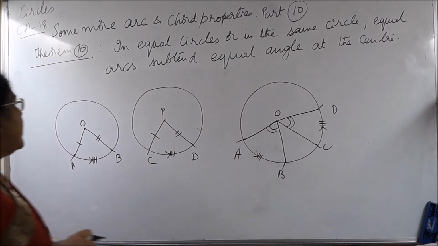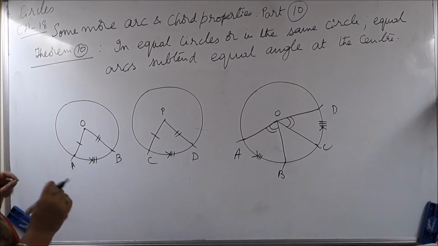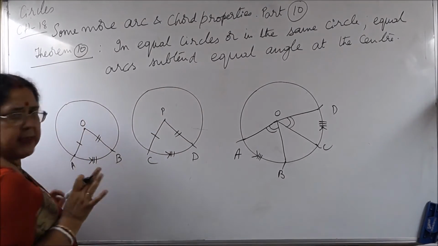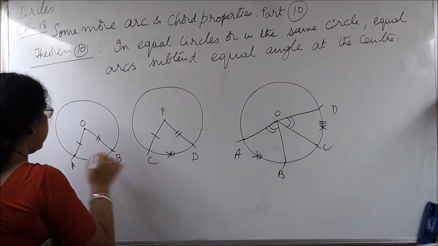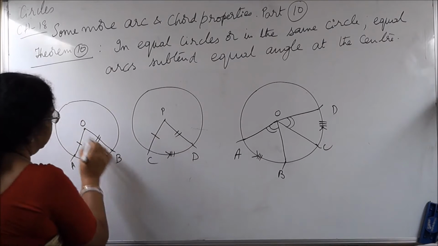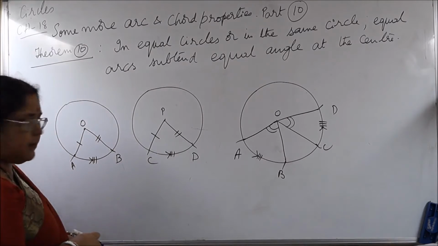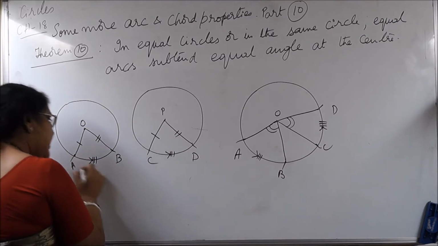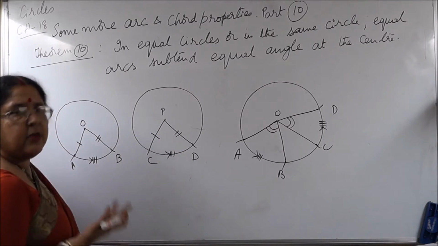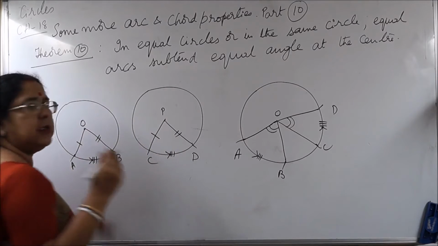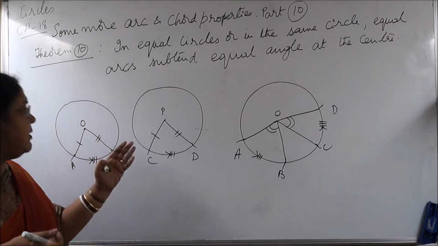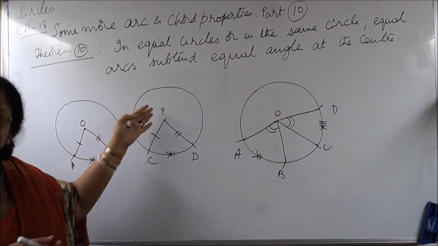So in order to prove this, we have to simply visualize that we bring PCD and place it on this. Now PC is equal to OA, so PC will coincide with OA. PD is equal to OB, so PD will coincide with OB. Then arc AB is also equal to arc CD, so this part also will coincide. So automatically the angles will also coincide exactly. That means angle AOB will be equal to angle CPD.